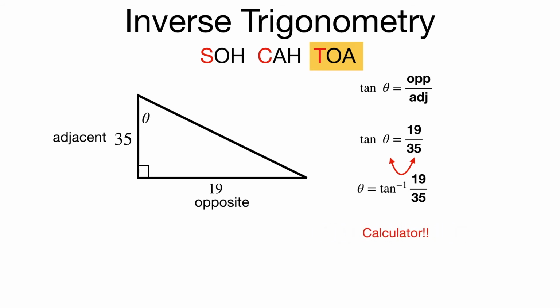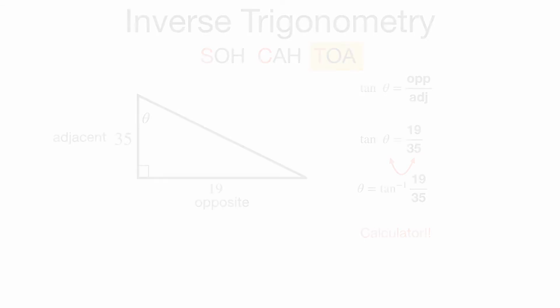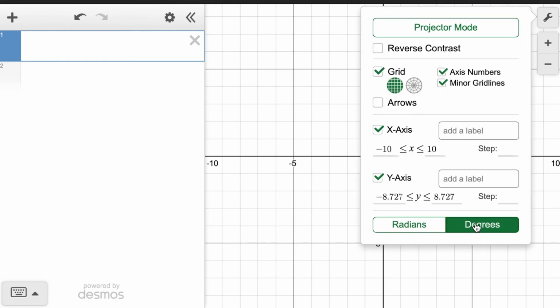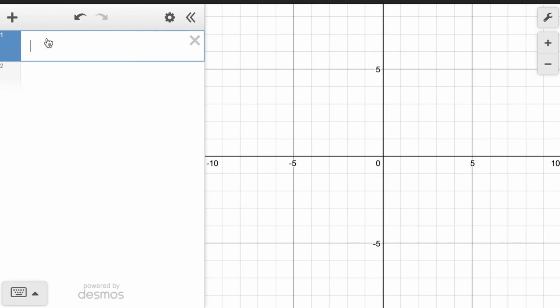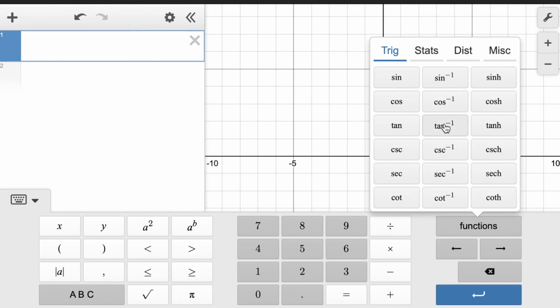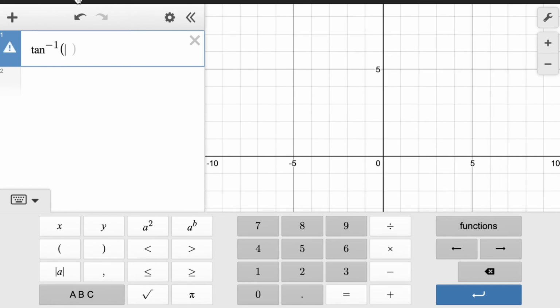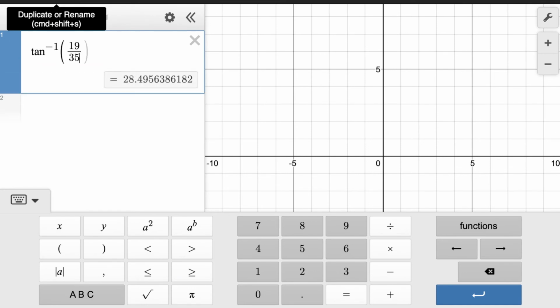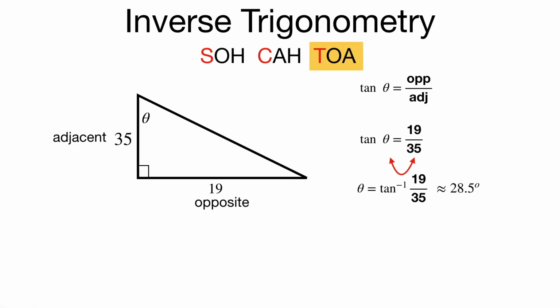I'm going to use the calculator again to find the angle measure. This time we want to figure out the inverse tangent of 19 over 35. Again, I always click my wrench and check that I'm still in degree mode. Then I'm going to click on my keyboard and select functions. I want inverse tangent this time, the angle whose tangent is 19 over 35. Getting this number here, if I round to the nearest tenth, it'll be 28.5. So that angle measure is 28.5 degrees.